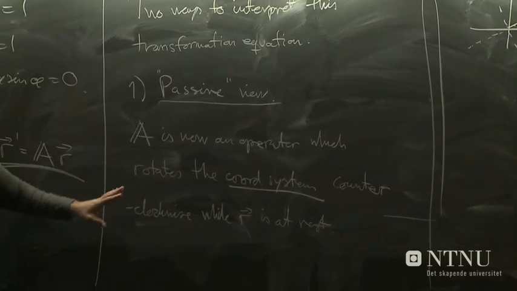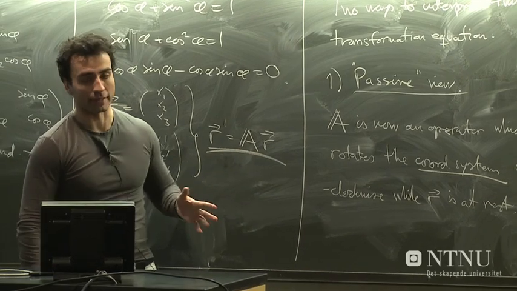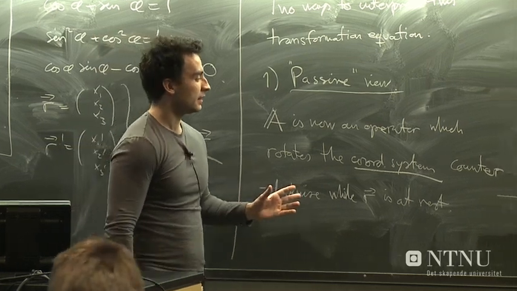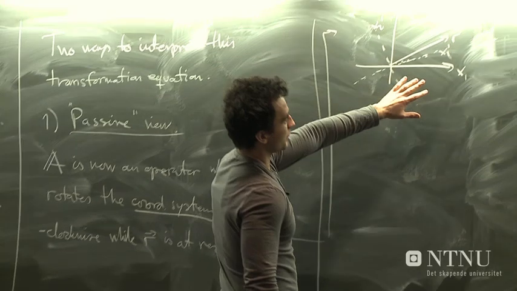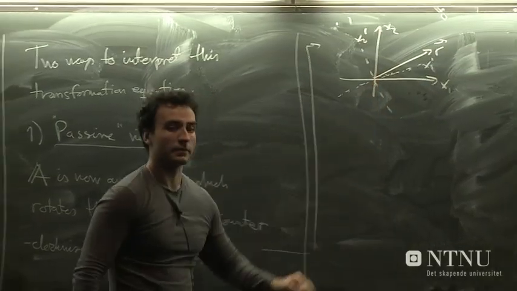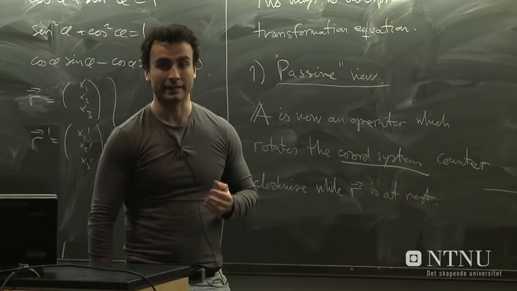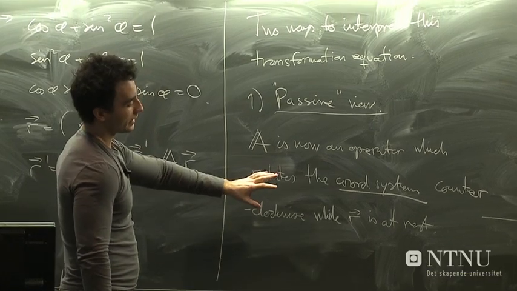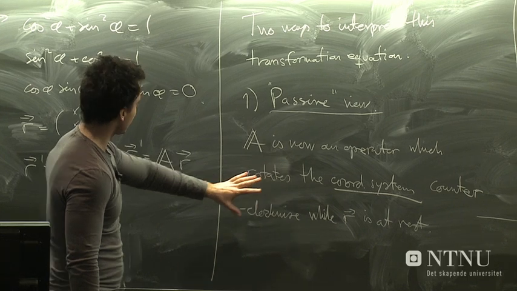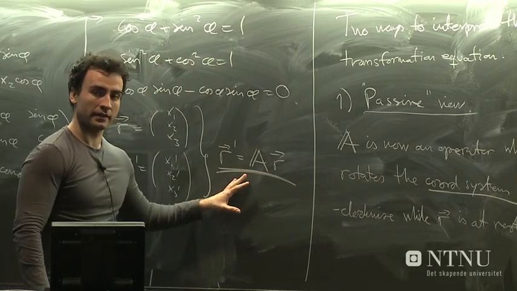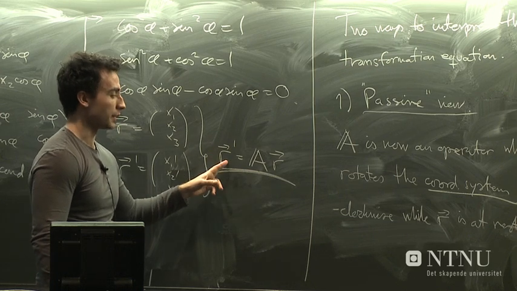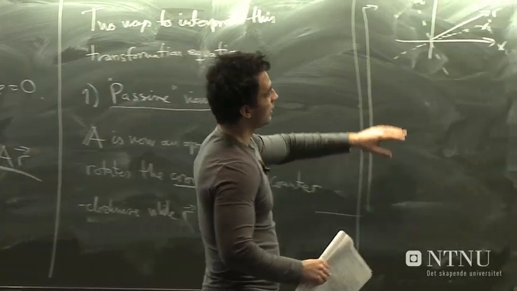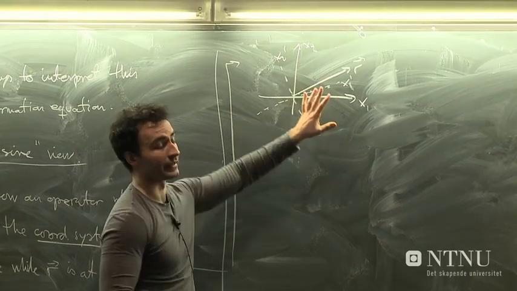So in the passive view, A is an operator which rotates the entire coordinate system. It rotates the coordinate system from the unprimed to the primed one, but it leaves the vector r intact. So in this way, this equation gives us the components of r prime, or it gives us the components of r in the prime system.